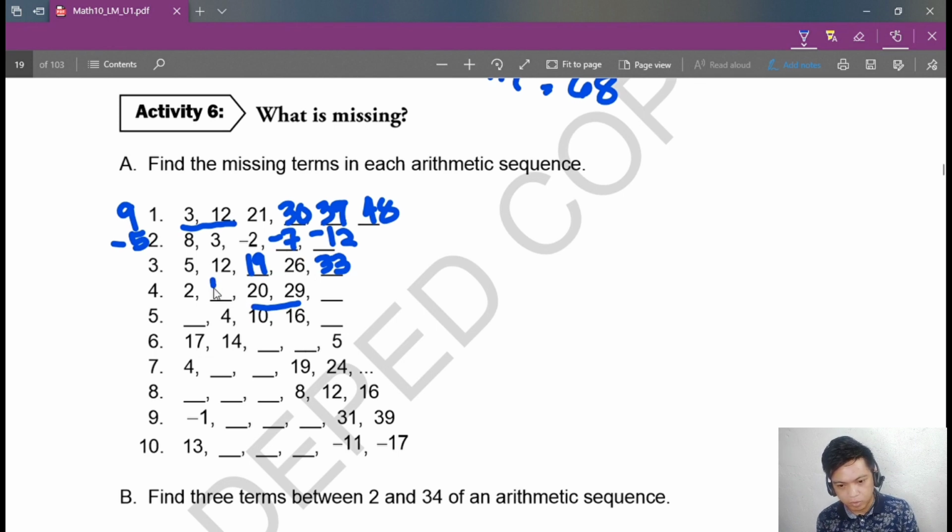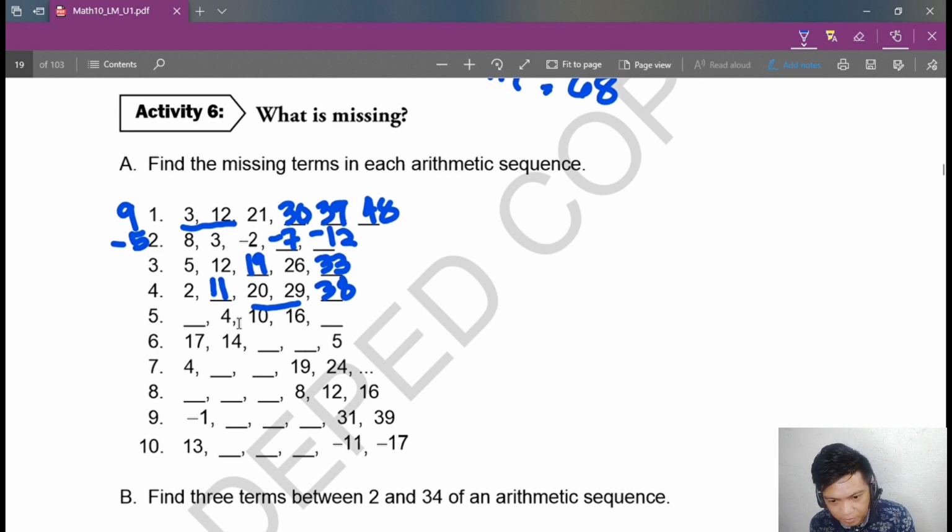So, 2 plus 9 is 11. 11 plus 9 is 20. 20 plus 9 is 29. And 29 plus 9 is 38. So, next one. Ito. Common difference natin is 10 minus 4 is 6.